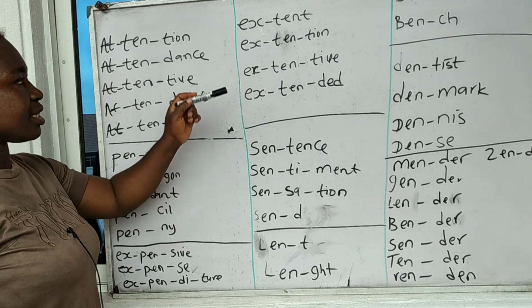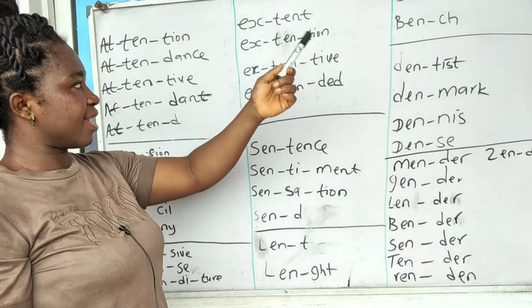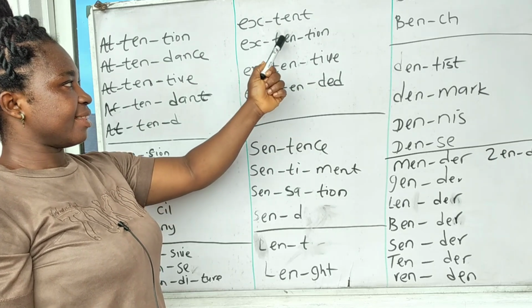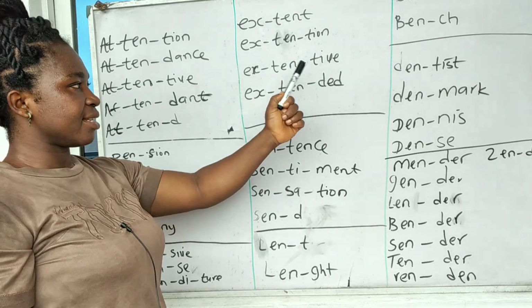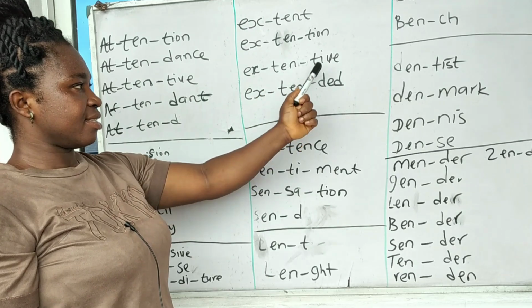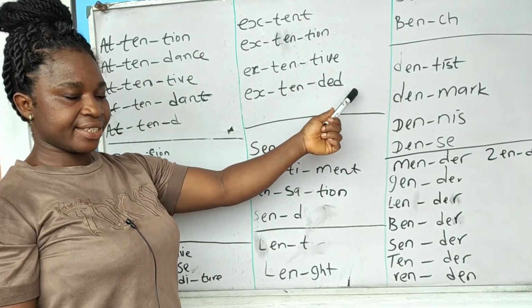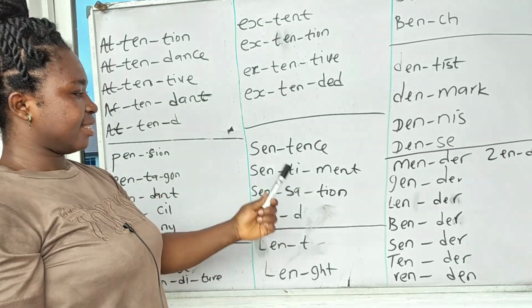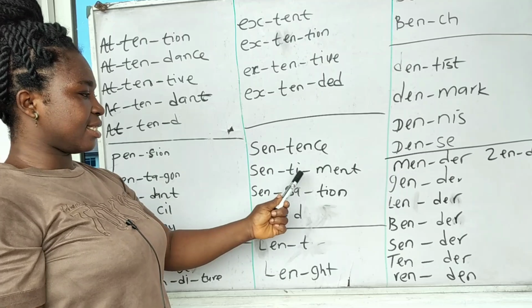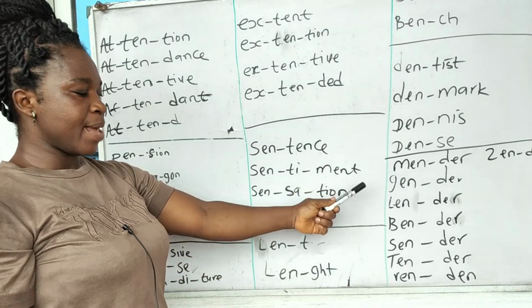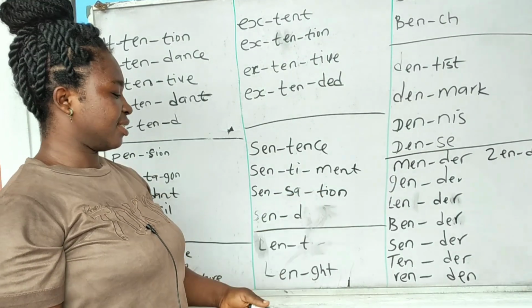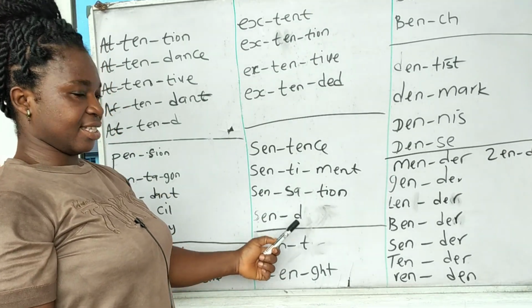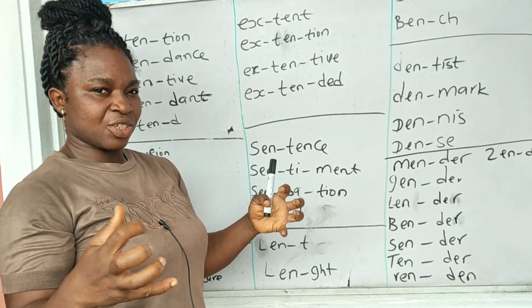expenditure. Now to this side we have extent, extension, extensive, extended. We have sentence, sentiment, sensation, scent.